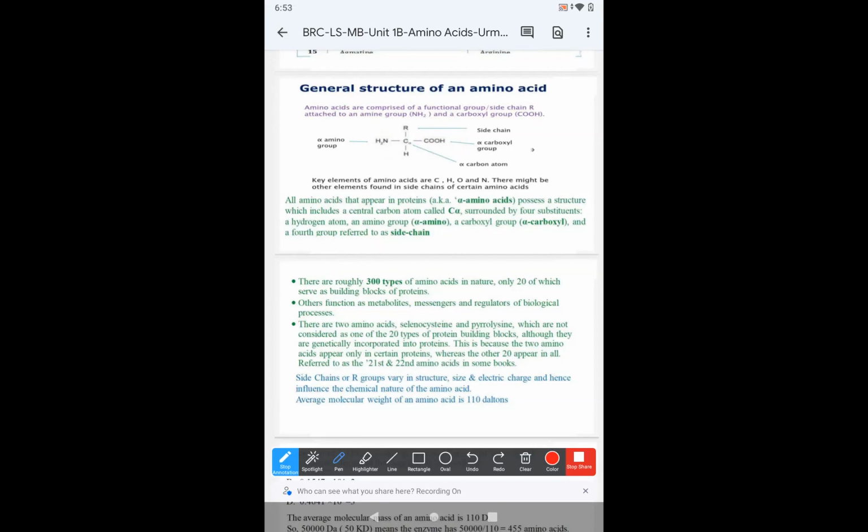So, different amino acids are also there. But what is their function? Apart from the protein-synthesizing amino acids, what about the remaining amino acids? Roughly 300 types are there, and of those only 20 are useful for protein synthesis. What about the 280 amino acids? Where is this amino acid present? What is their use? Out of these 280 non-protein amino acids, some function as metabolites, some act as messengers, and some act as regulators of biological processes.